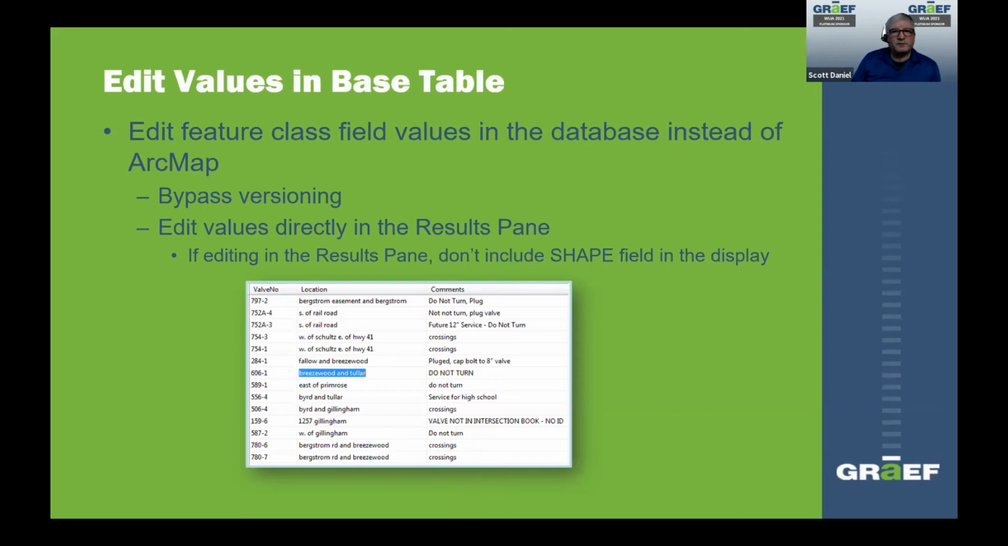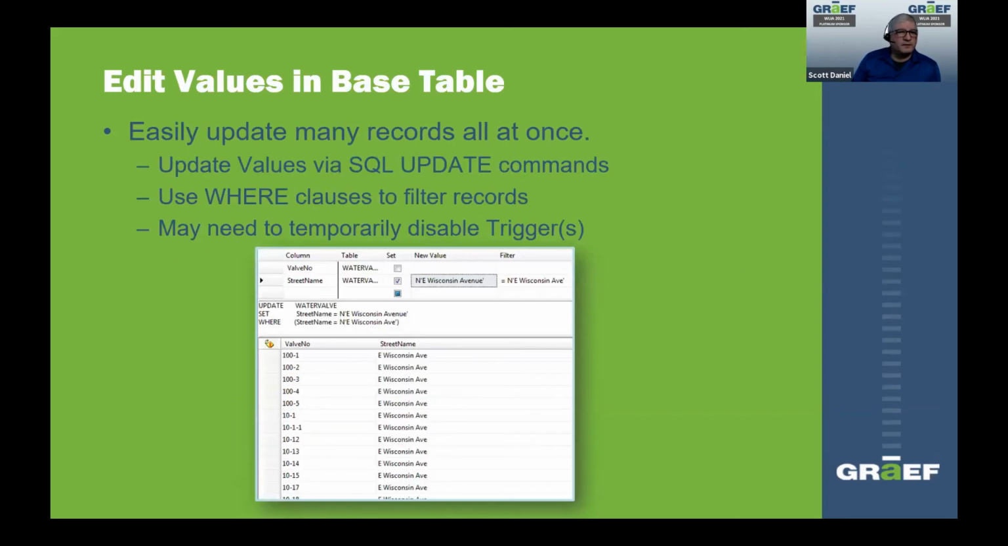And in many ways, you can do that with some global things, where in this case, I'm changing Wisconsin Avenue, East Wisconsin, making sure everything is the same. Changing Ave to Avenue, where it was abbreviated Ave. And so every instance of that will change all at the same time. Really easy to do that in the database.